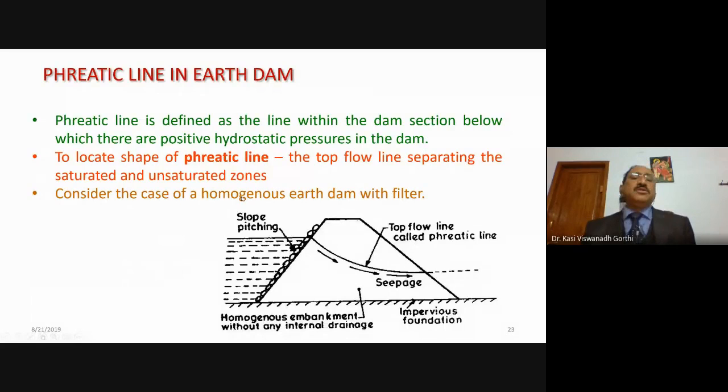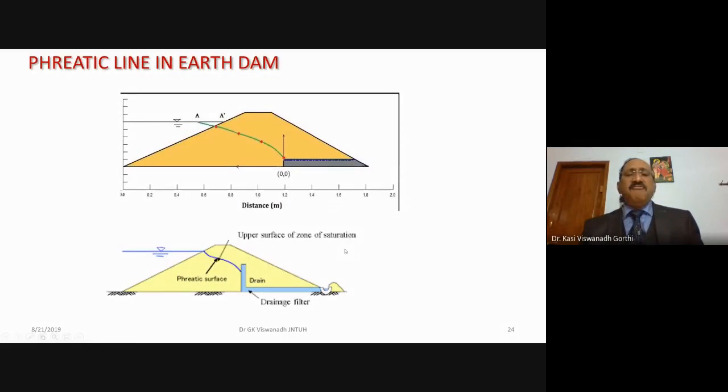To look at the shape of this phreatic line, the top flow line, which is separating the saturated and unsaturated zones, you have several procedures to demarcate this phreatic line. Consider the homogeneous earth dam with a filter provided. Then this is the approximate shape of the phreatic line.